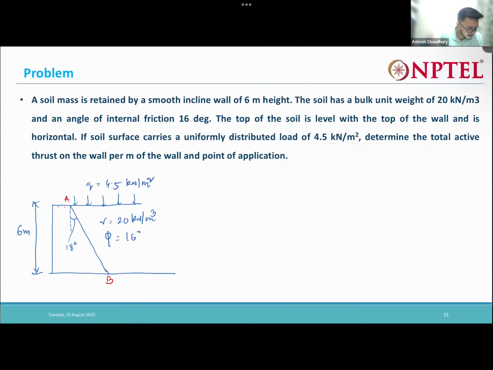Here the soil mass is retained by a smooth inclined wall, 6 meters high. The soil has a bulk unit weight of 20 kilonewton per meter cube and an internal angle of 60 degrees. The top of the soil is level with the top of the wall. If the soil carries a uniformly distributed load of 4.5 kilonewton per meter square, find the total active thrust on the wall. Same, exactly the same as the other part.